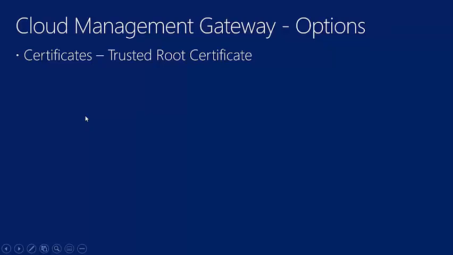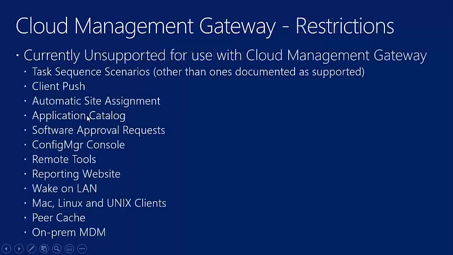Okay, so understanding all of this, what are the limitations, if any, of the Cloud Management Gateway? And you see them listed here, right? There are a number of entries, but nothing really that is challenging in terms of functionality. So for example, task sequence scenarios. Right now, a traditional image deployment task sequence is not supported through the Cloud Management Gateway. A Windows 10 upgrade task sequence is, right? And there's documentation that shows which ones are out there.